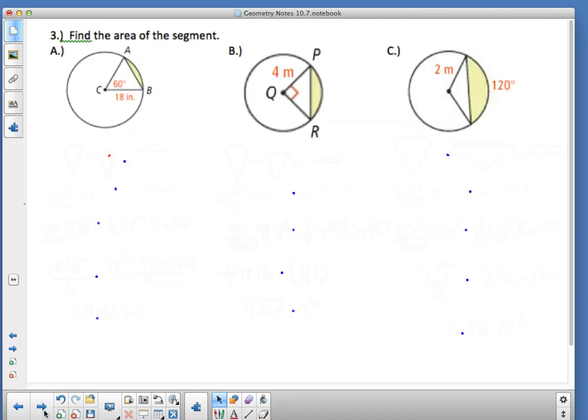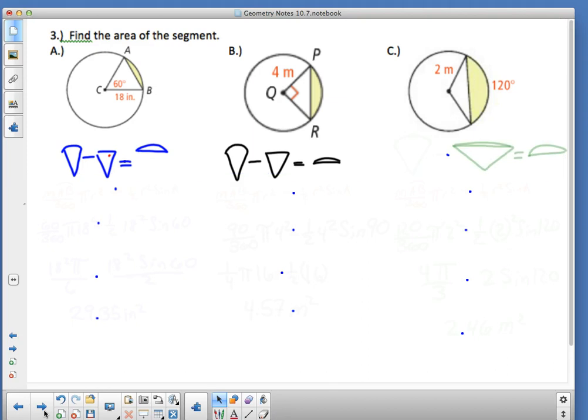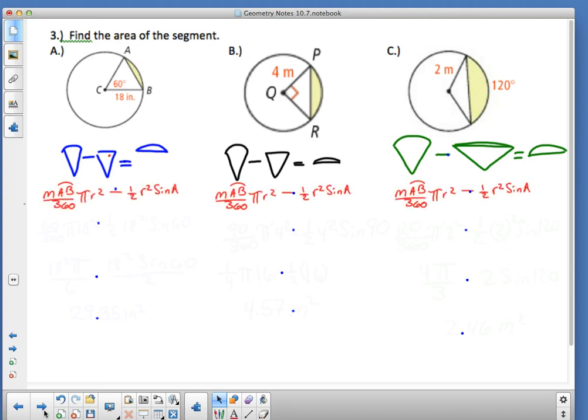Please notice what I'm doing. I take the sector, I subtract the triangle, and in each one of them, I want to emphasize, I have to find the sector area, I have to subtract off a triangle. Okay? I have to find the sector area, I have to subtract off the triangle. Well, what does that? That formula we just wrote down. In all three situations, that's the formula I'm going to use. Okay? That's it. Go.